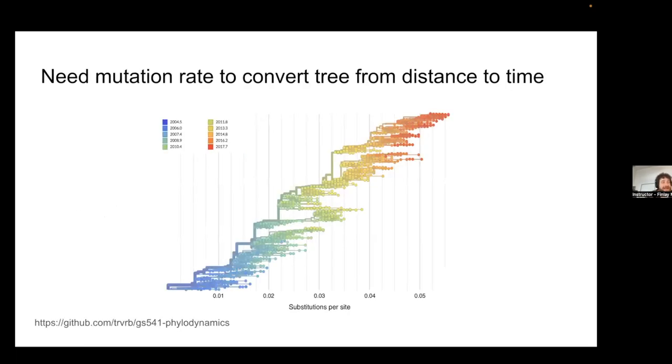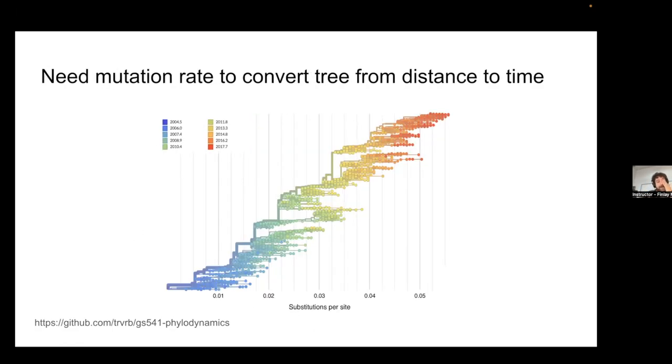But to work out when something happened, we need to be able to convert our tree that's based in distance. So these are substitutions per site, just a normalized number of mutations by the size of the genome. We need to be able to convert this distance tree to a time tree, right? So we want all these dots to be positioned based on the time, and we want these branch lines to be based on how long a time has occurred rather than how many new changes there have been.